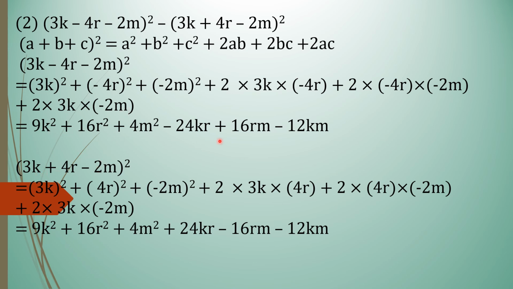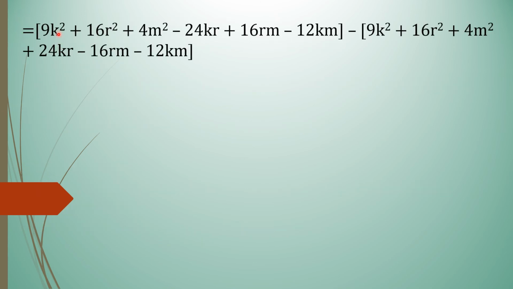Now we'll combine this answer. You can see, student, here what is given, you have to subtract. So this is what you got for the first minus the second part. So now I'll write down the next step like that. Put bracket. So 9k square plus 16r square plus 4m square minus 24kr plus 16rm minus 12km, put bracket. Then minus, as you have to do minus between both the expressions. So minus, bracket, 9k square plus 16r square plus 4m square plus 24kr minus 16rm minus 12km.